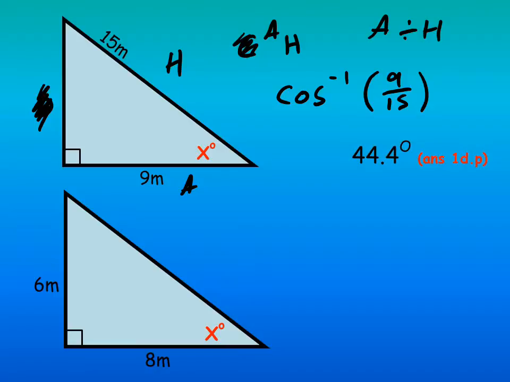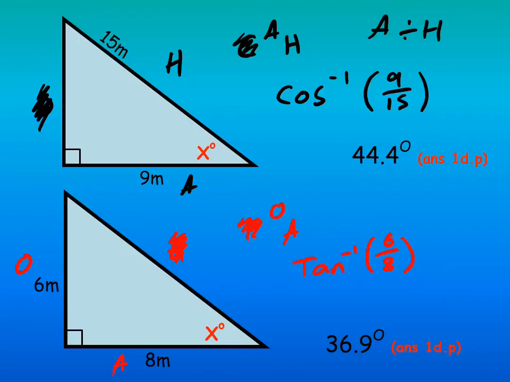Right, next question. Same again, label opposite, hypotenuse, adjacent. We're not using hypotenuse this time, so we're left with O and A. That gives me TOA. I'm covering tan in my formula, leaving me with O divided by A. Straight into your calculator, shift tan, so tan to the -1, bracket, opposite divided by adjacent, so 6 divided by 8, close bracket, gives me 36.9.